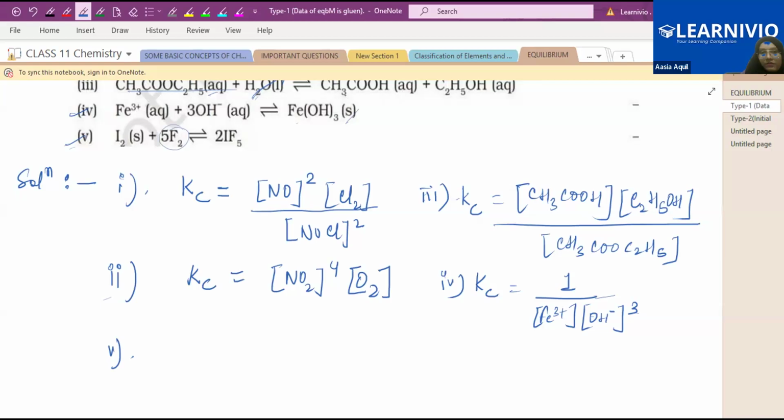Yes, Aman has done this correctly. You have submitted your homework, so I think this topic is clear to you. It's Kc equals IF5 raised to the power 2 upon I2 into F2 raised to 5.